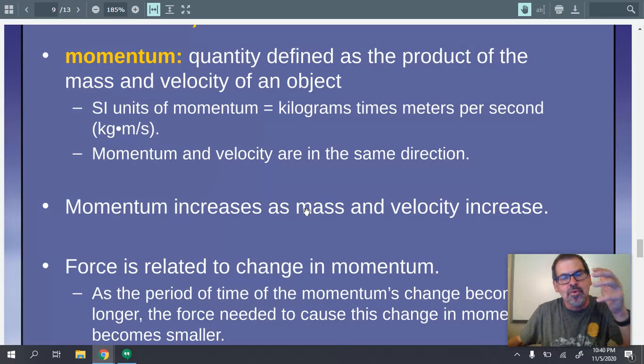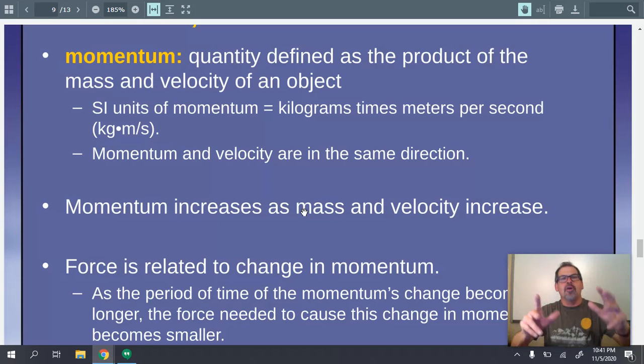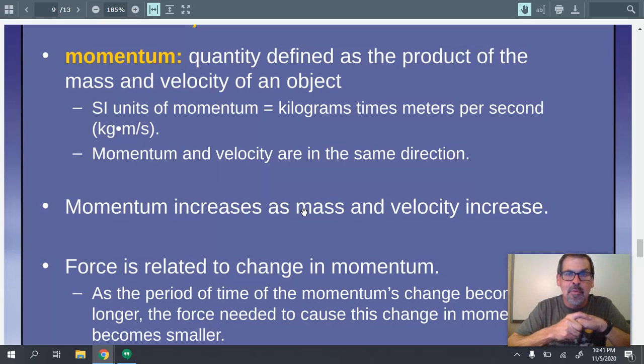Momentum increases as mass and velocity increase. Now again, this intuitively makes sense. If I throw a beach ball and you catch it, that beach ball is not going to have a lot of momentum because it doesn't have a lot of mass. But if I take a bowling ball and throw it at you, that bowling ball is going to have a lot more momentum. Why? Because the mass of the bowling ball is so much greater.